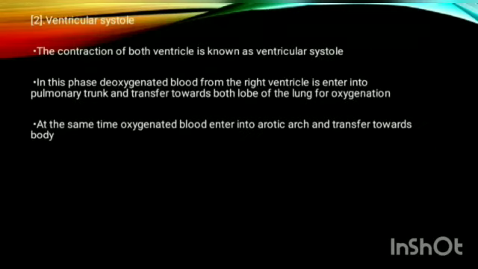Phase second, that is ventricular systole. The contraction of both ventricles is known as ventricular systole. In this phase, deoxygenated blood from the right ventricle enters into pulmonary trunk and transfers towards both lobes of the lungs for oxygenation. At the same time, oxygenated blood enters into aortic arch and transfers towards the body.